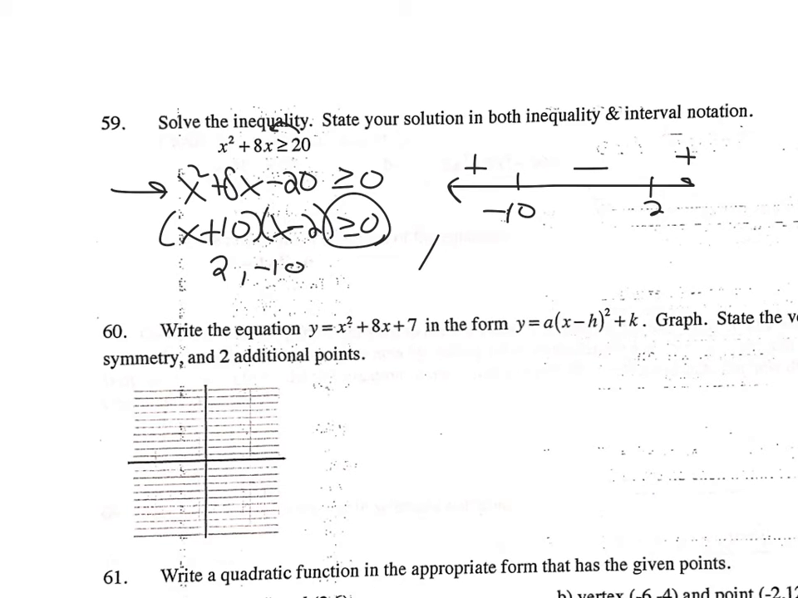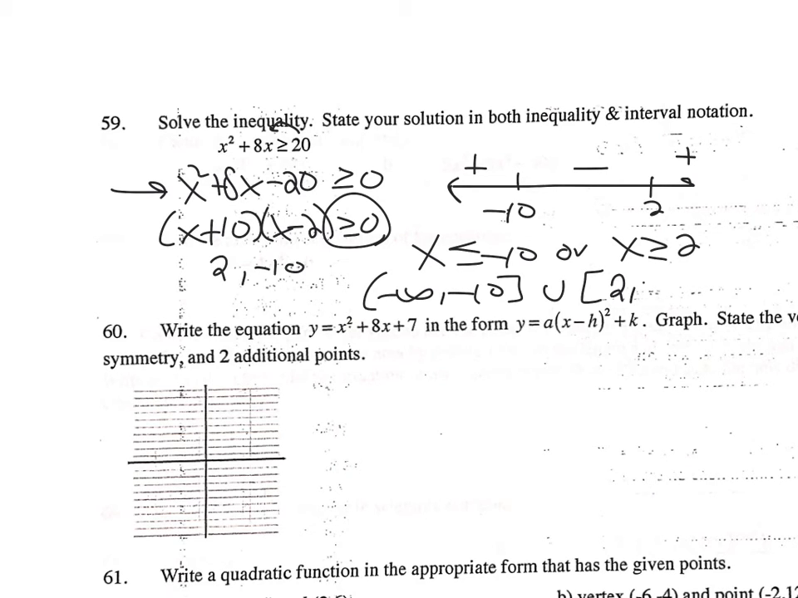So the answer is this: everything less than or equal to negative 10, or everything greater than 2 is where the positive numbers are. In interval notation, you would say negative infinity to negative 10, bracket, and also 2 to infinity. And that's it.